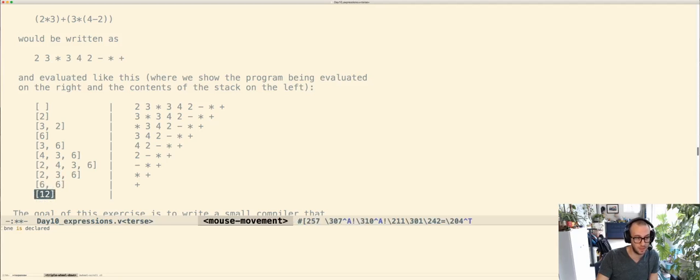And we do a plus, and we get 12. And we should check our work. Is this the answer that we expect? Well, yeah, this will evaluate to 6. And then 3 times 4 minus 2, that's 3 times 2. This will also evaluate to 6, and we'll sum them, and that'll be 12. So the steps even match up.